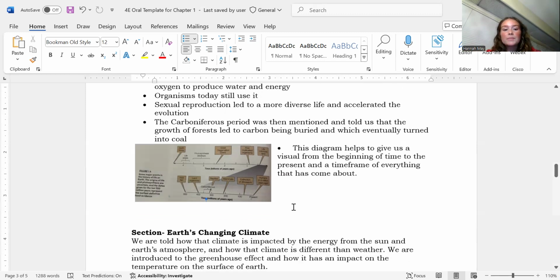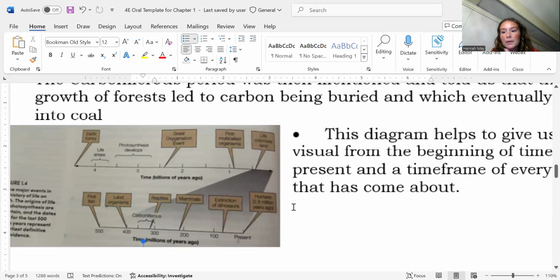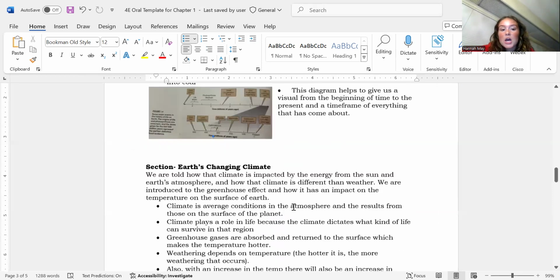This diagram, let me zoom in. I liked it because it showed from literally the beginning of time, from when Earth was really formed, all the way until present time, like when humans were first on Earth, so like 2.8 million years ago. That's insane to think about. But I liked how it gave us a timeline of everything and really just broke it down for us.